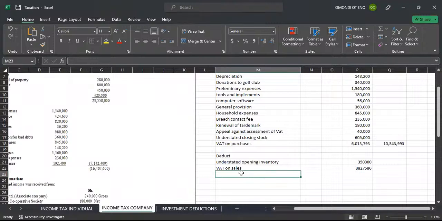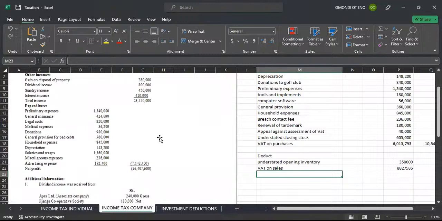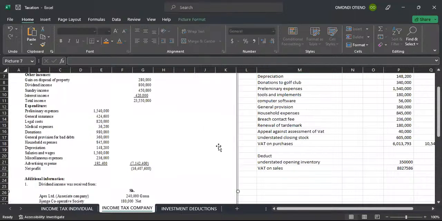By how much? VAT tuliambiwa ni what percent? What is the rate of VAT? 16%, so that is the answer. 16% is the rate which we are applying there.